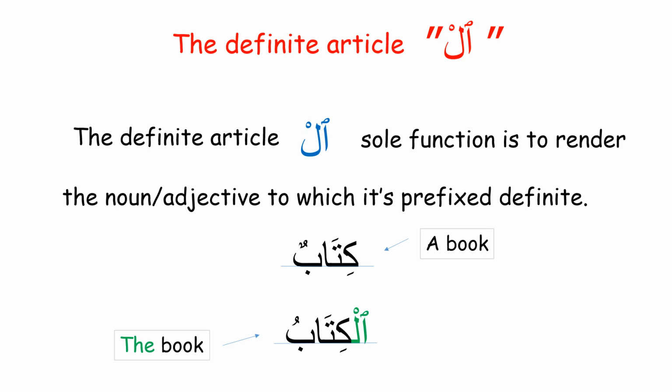Let's now focus on the function of this new article. The sole function of the definite article al is to render the noun or adjective to which it is attached definite. For example, the word kitabun can be made definite by prefixing it with al, resulting in al-kitabu. One more time, al-kitabu.